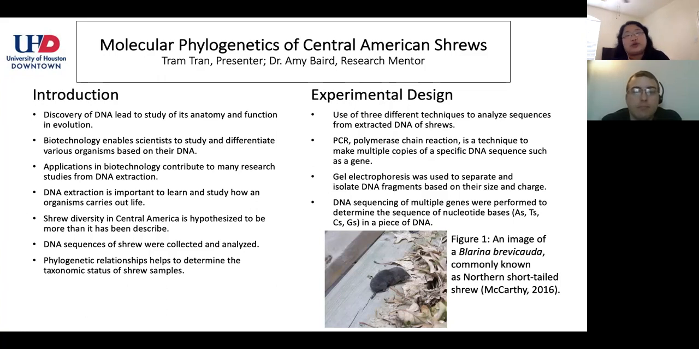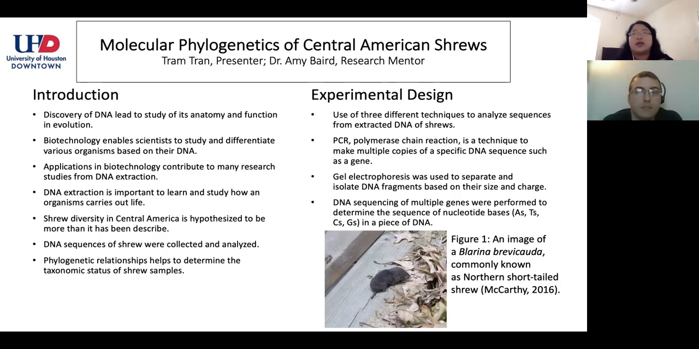So as we all know, DNA is an important discovery for scientists to understand anatomy, function, and the role it plays in evolution. The advancement of biotechnology enables researchers to explore and discover new species from DNA extraction. At the moment, I'm currently assisting Dr. Baer to understand shrews in the region of Central America and how there's more diversity of this species than has been described.